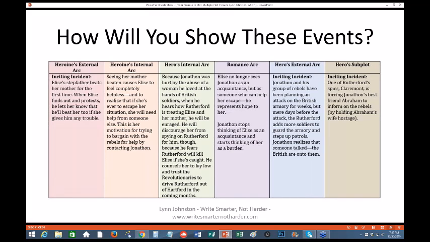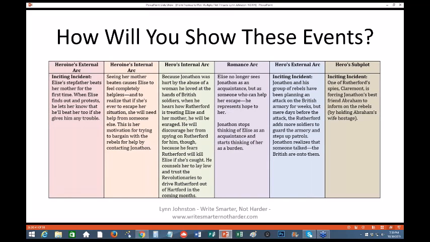And of course, the hero's internal arc, the hero is not in this first scene. He's going to be affected by it later. So that's probably going to have to be a different scene. We're probably going to have the scene of the beating, and then we're probably going to have a scene where Jonathan meets Elise and sees the evidence of the beating, and that's going to trigger his wound.